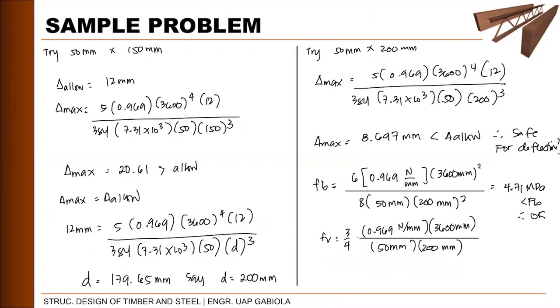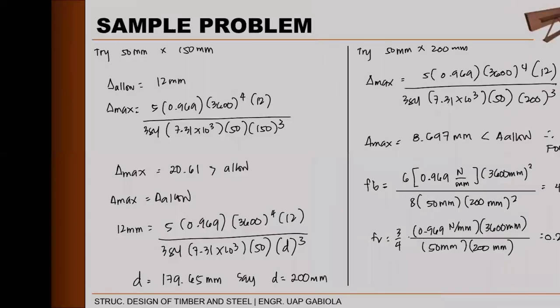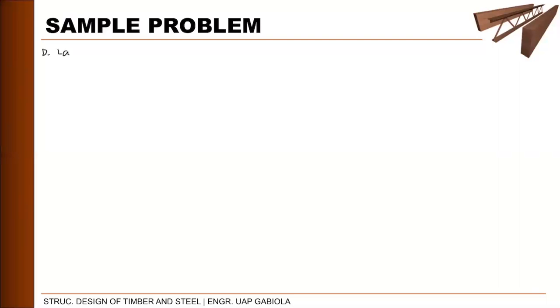Okay, so 0.75 times 0.969 times 3,600 all over 50 times 200. We have 0.262 MPa, which is less than dun sa FB natin. Therefore, okay. Okay? So sa tatlong requirement, okay na tayo. For deflection, for flexure, and for shear, okay na tayo. Okay? Then last checking natin is for lateral stability.